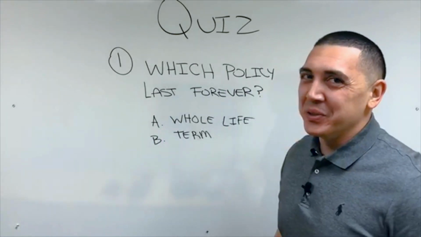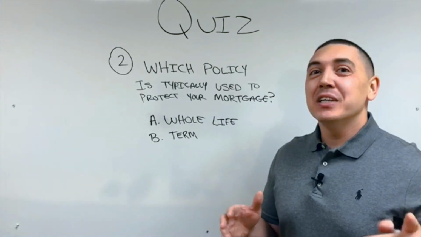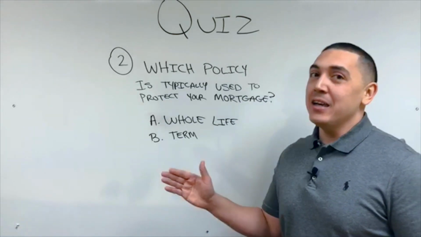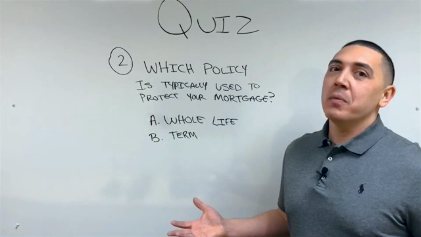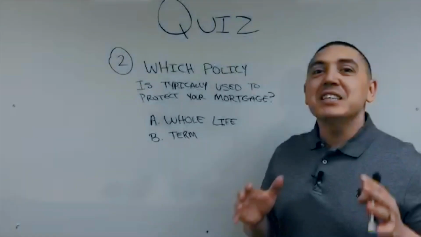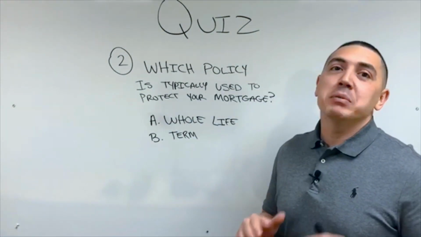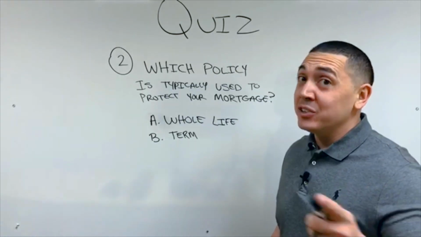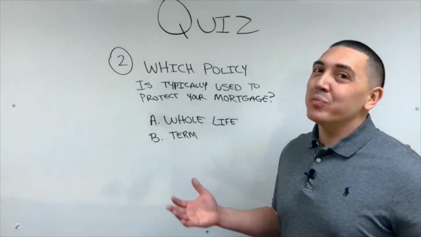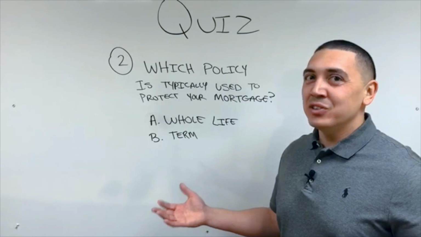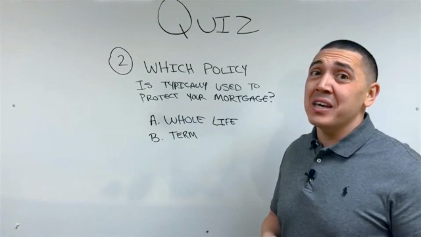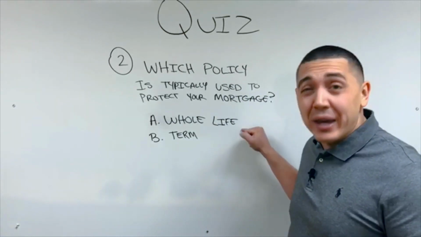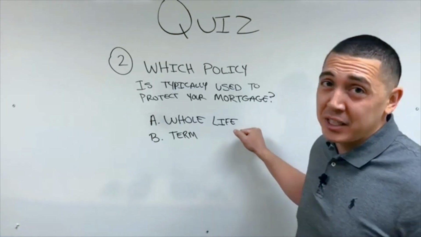On to question number 2. Which policy is typically used to protect your mortgage? Is it A, whole life, or B, term? If you guessed B, term insurance, then you're absolutely right. Reason being is term insurance is sold on a 10, 20, or 30-year block. So your mortgage should be paid off in 10, 20, or 30 years, depending on how long ago you got it. Whole life insurance would be way too expensive to use as protection for your mortgage.